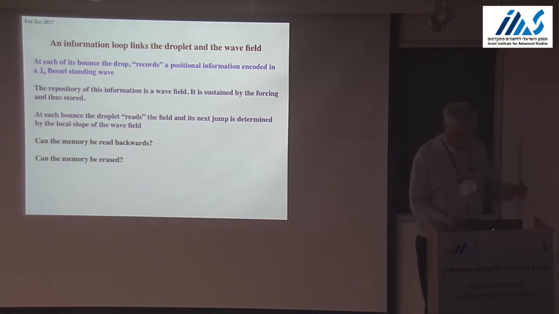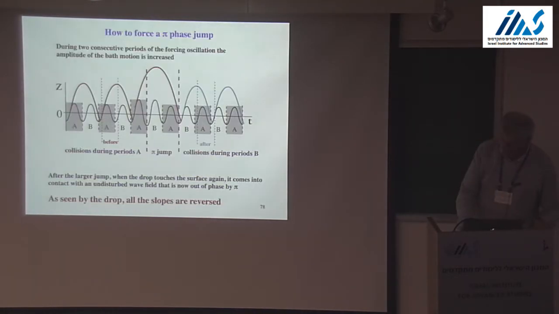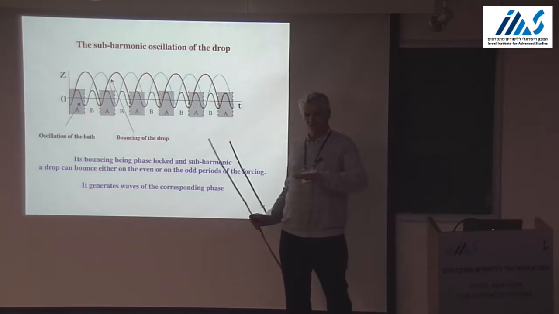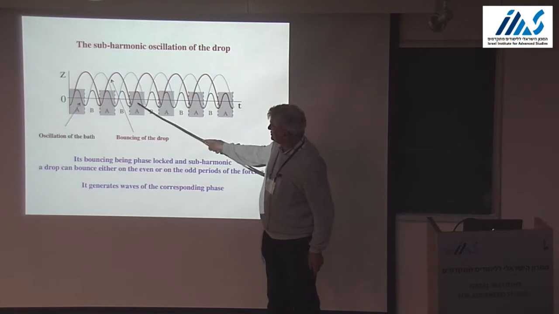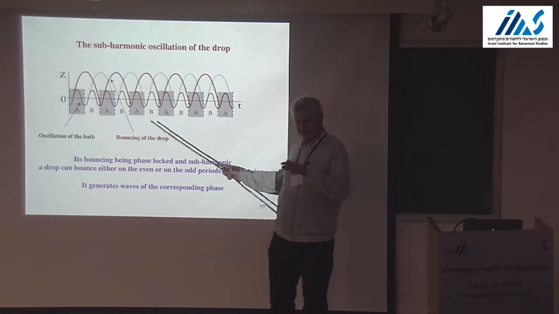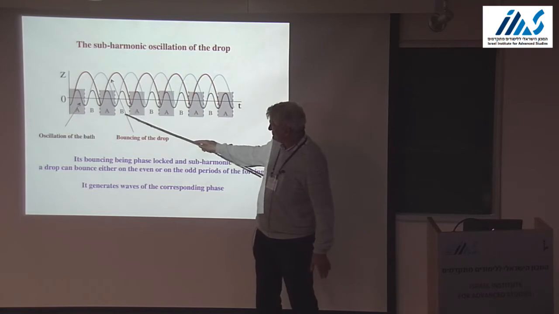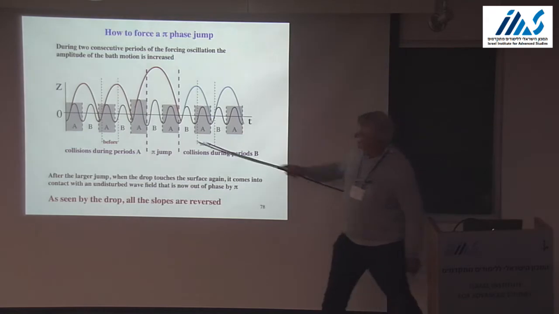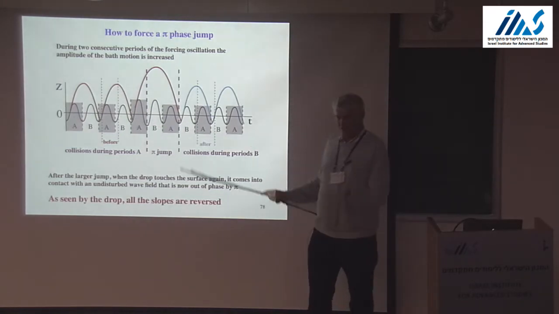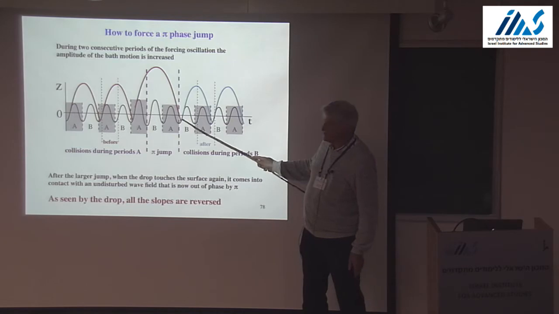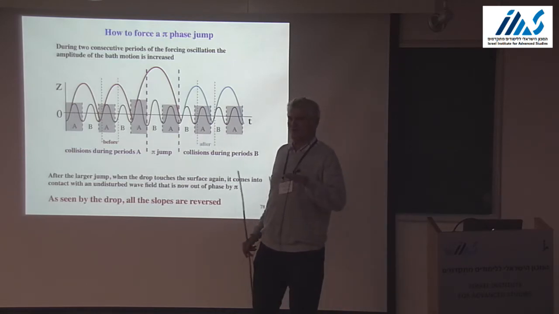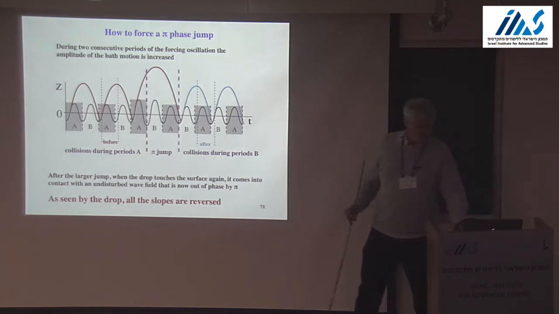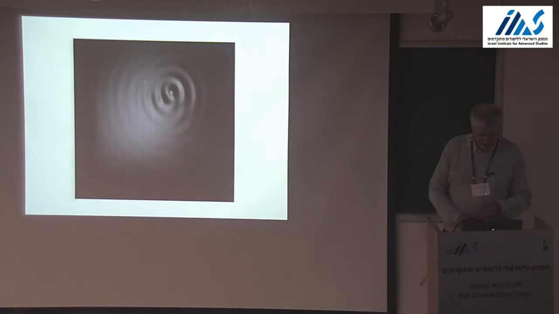I won't have time to go through this in detail. You must just remember that both the motion of the drop and the motion of the bath are subharmonic. So you have two types of possible drop on a given bath, because they can bounce either during phase A or phase B. But the trick is that you can give a drop a jolt, and then the A drop becomes a B drop, so to say, but the field doesn't have time to change. And so we did this experiment, and this is what you see.